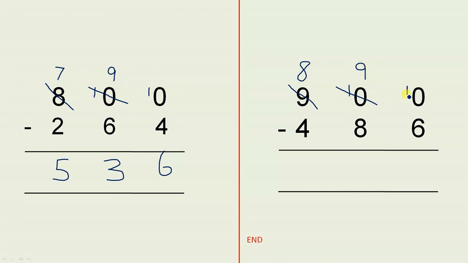And that goes there. So that's 110 there. We took it from here. That was 10 tens, but we took one of them from here to there. Now we only have 9 tens left. 10 take away 6 is 4. 9 take away 8 is 1. And 8 take away 4 is 4. So the answer is 414.